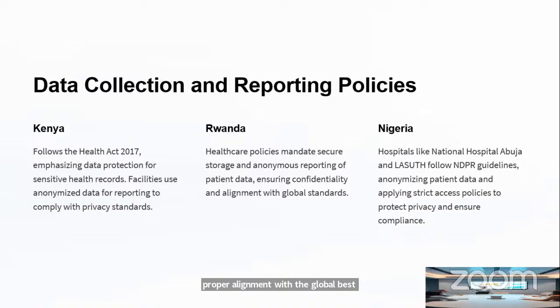And in Kenya, generally they follow their National Health Act of 2017. The act generally gives emphasis on protection of data for sensitive health records. So definitely the facilities have to anonymize data when they come to report in order to comply with the standards of what? The privacy policies.